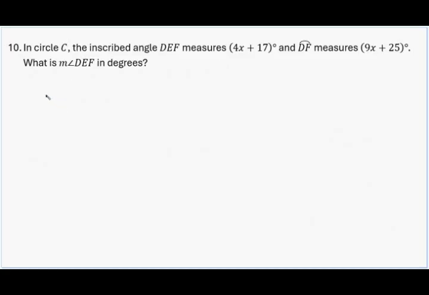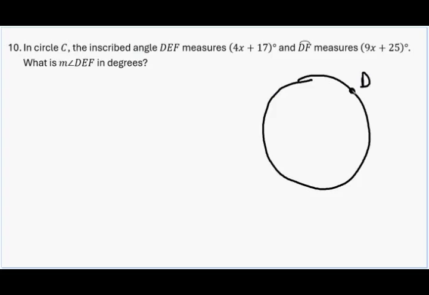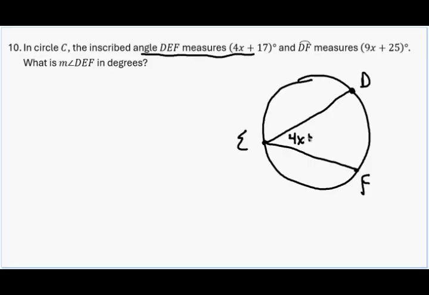So in circle C, let me do this a little better. I'll do it over here. Inscribed angle DEF. So I'm going to put D here to E to F. The angle measures 4x plus 17. Arc DF, I'll hit this in red. Here's arc DF, is 9x plus 25.